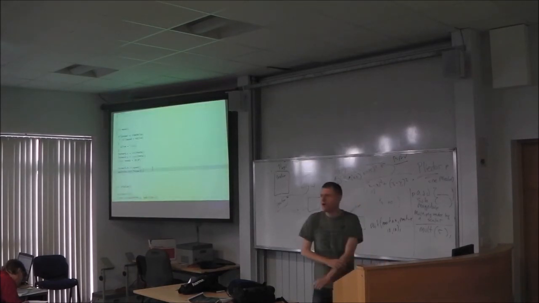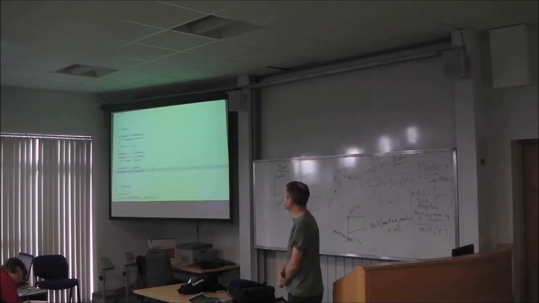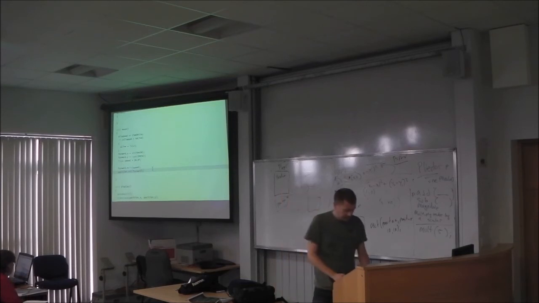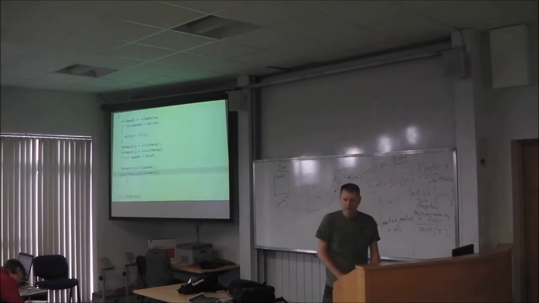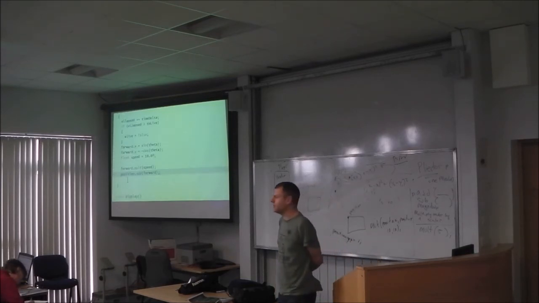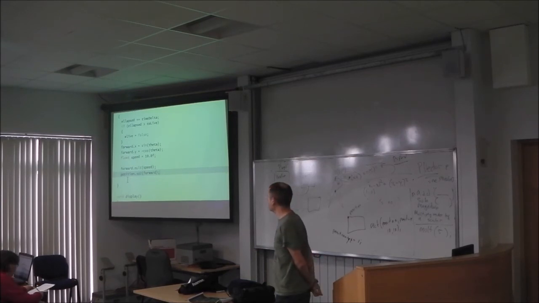Can anyone see any problems with that code? It's more of a conceptual issue rather than an actual practical thing, because as you can see, it works fine. But is there anything happening there that we might not want to happen? What happens to the forward vector when I multiply by the speed? Does it change the size of that vector? Yes, it does. It changes the vector.